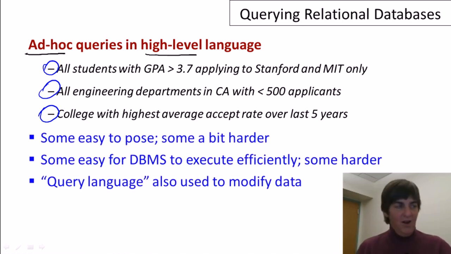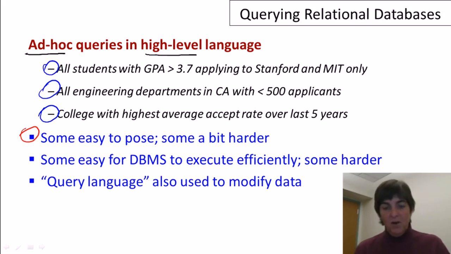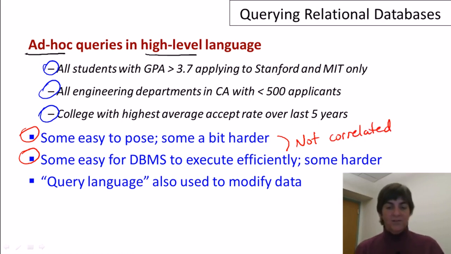So some queries are easier to pose than others. That's certainly true. The 3 queries you see here are, as I said, pretty easy to pose. Now, some queries are easier for the database system to execute efficiently than others. And interestingly, these 2 things aren't necessarily correlated. There are some queries that are easy to pose but hard to execute efficiently, and some that are vice versa.